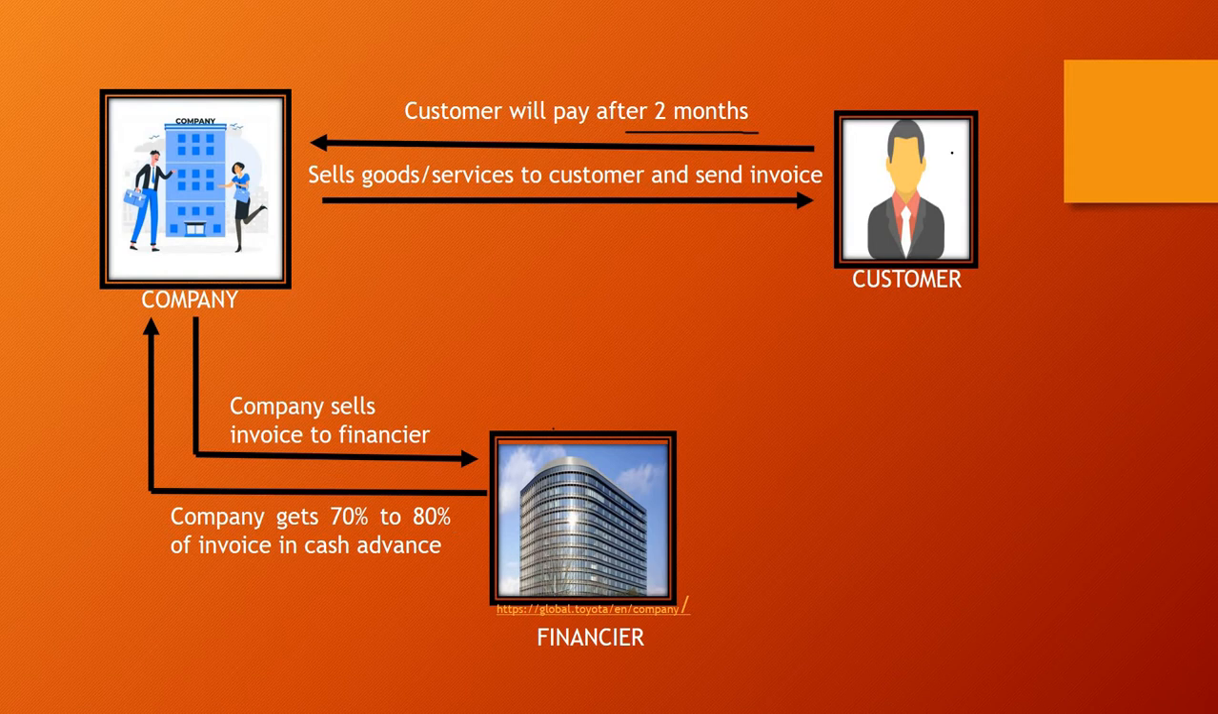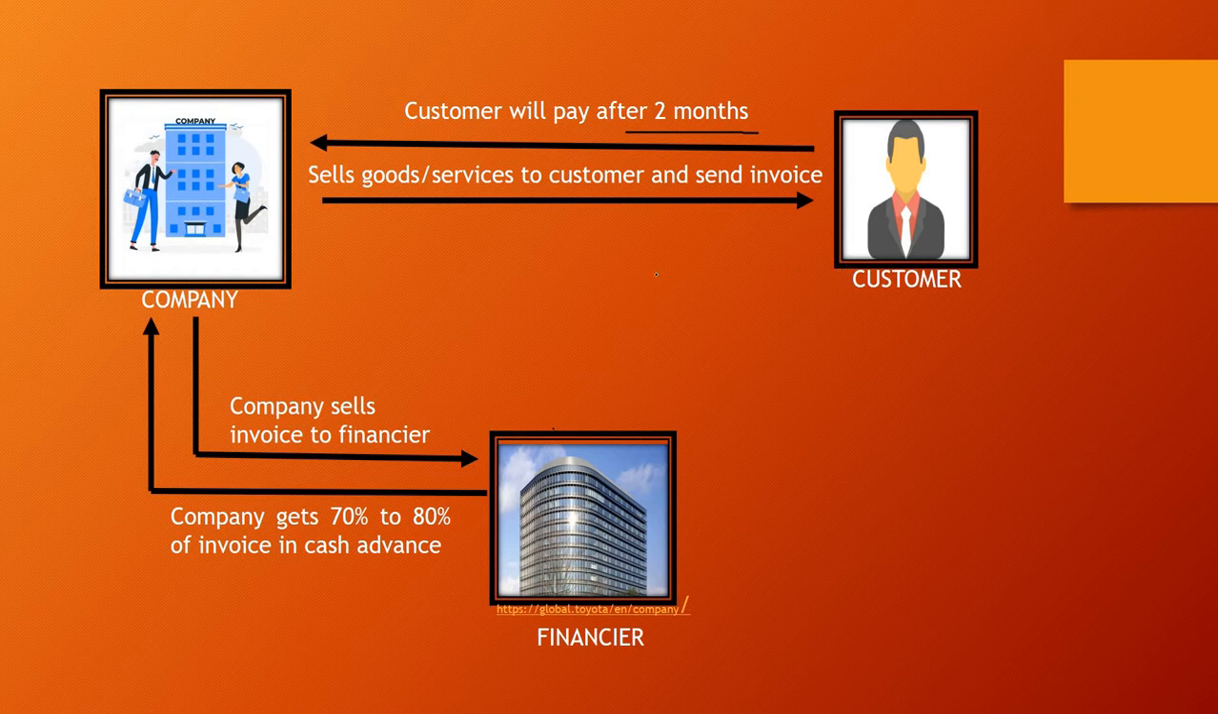Suppose the company has sold goods worth rupees 1 lakh to this customer. So what will the company do? The company will sell the invoice to this factor company, and this factor company will pay 70 to 80% of 1 lakh rupees to this company. Now, since the company has sold its customer's invoice to the financial company, this financial company will follow up with the customer about the amount.